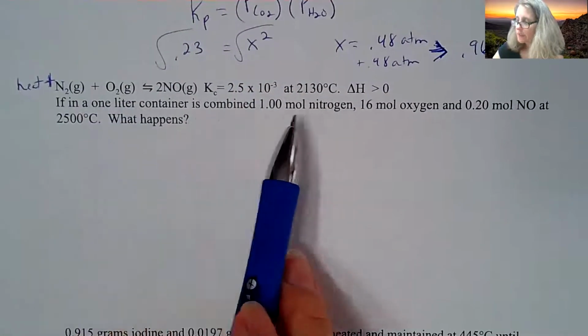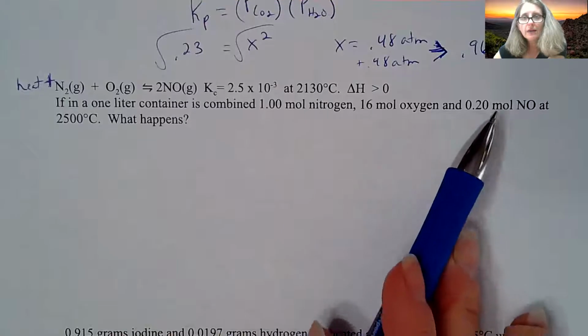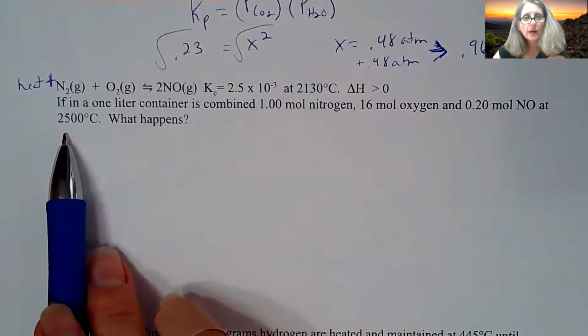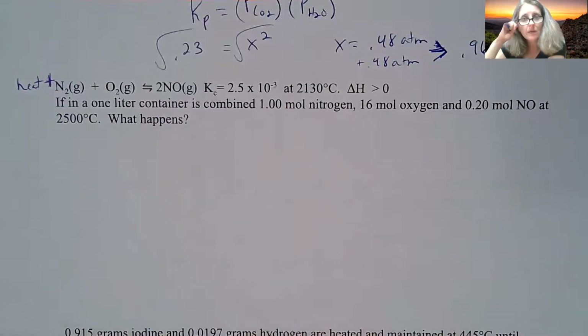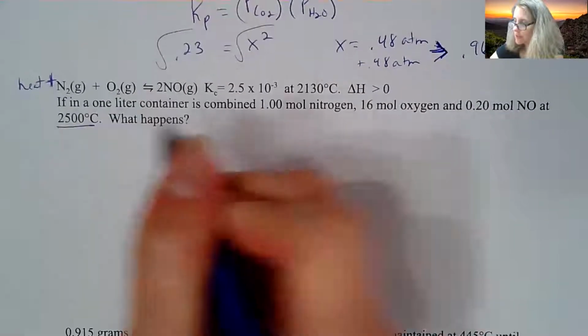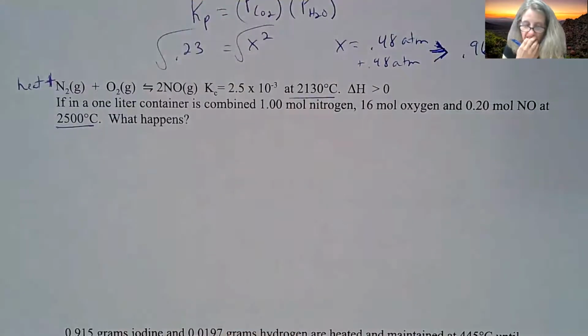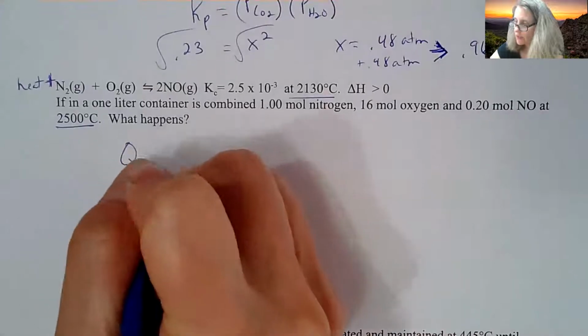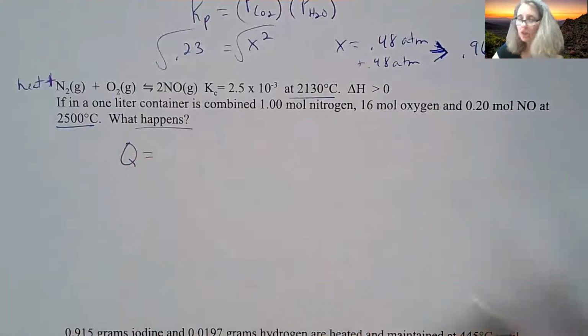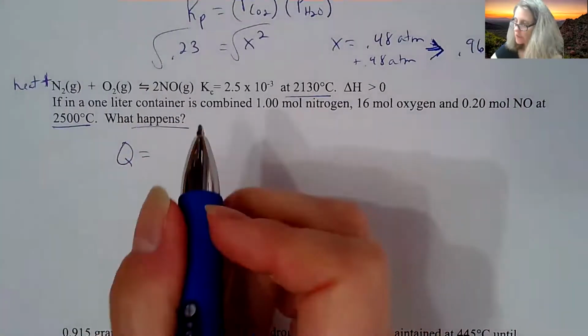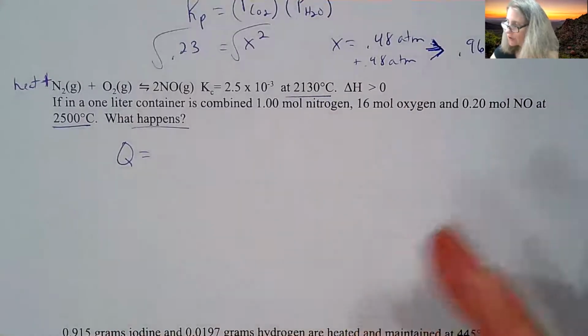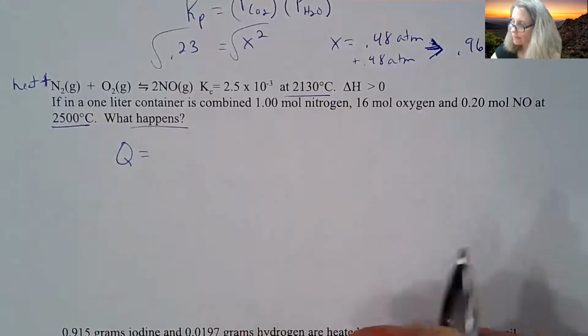In a 1 liter container, combine 1 mole of nitrogen, oxygen, and NO. At that temperature, what happens? All right, well, recognize that the temperature is not exactly the same, but we can still find some information. So when it asks what happens, think Q. Think Q. So I have all of the concentrations of each one of these.